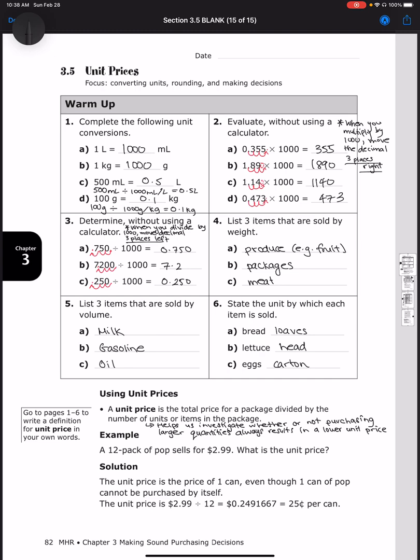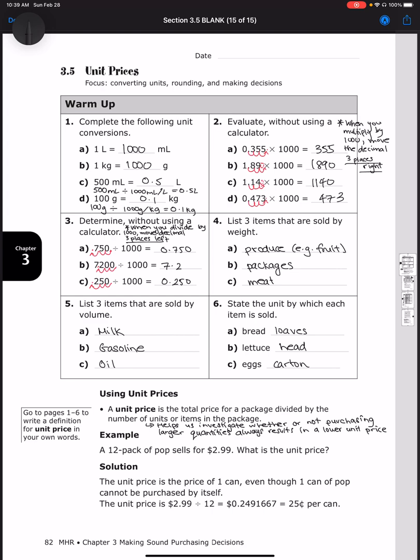So the warm up you should have completed independently before you started viewing this video. If you didn't do that, no problem. Just pause the video, take some time to figure it out, to put in your answers, and then you can look up the answers just to make sure that yours are correct. But as far as the lesson goes, we're going to start at the using unit prices section at the bottom of the first page.